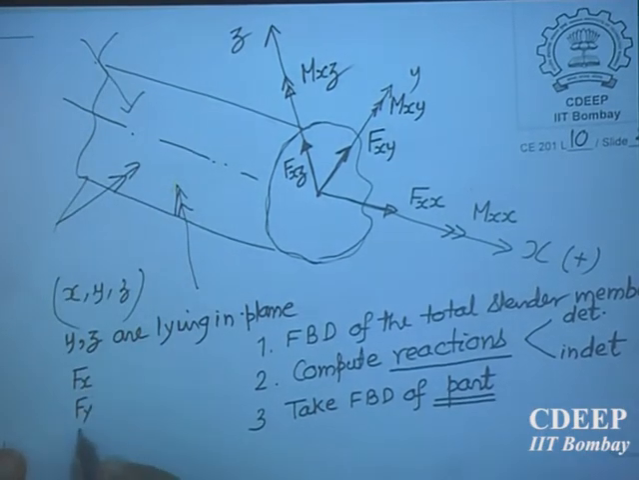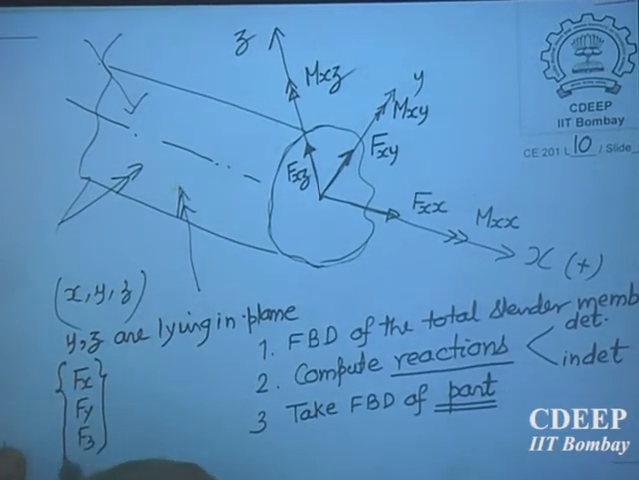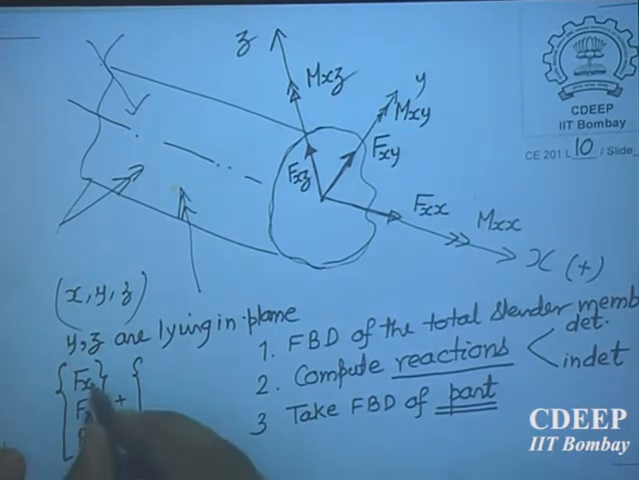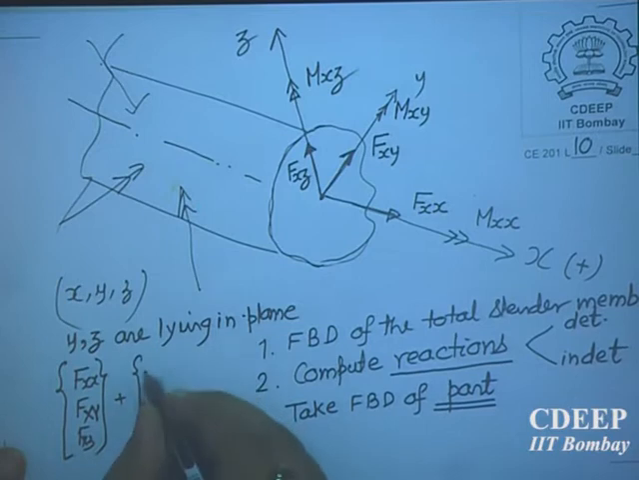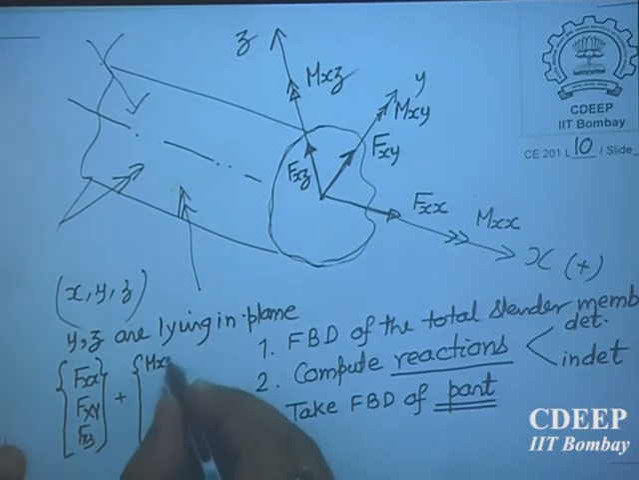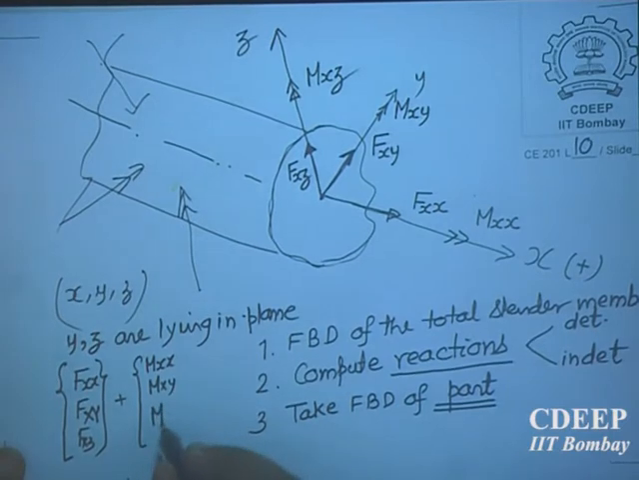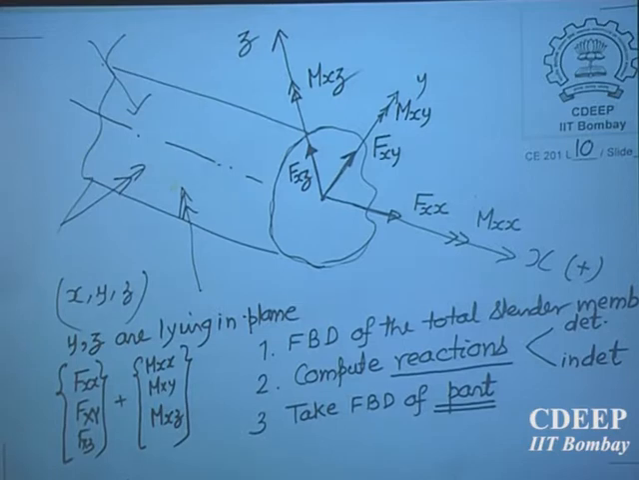Fy, Fz, I will write in matrix notation, plus Fxx, Fxy, Fxz, and then Mxx, Mxy, and Mxz. So this is one way of denoting forces.